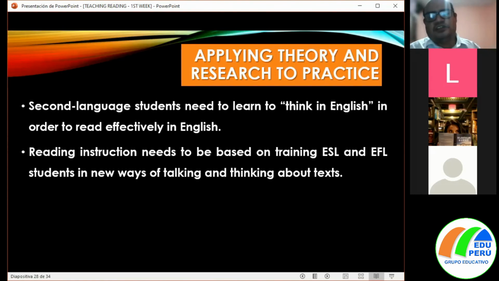Reading instruction needs to be based on training ESL and EFL students in new ways of talking and thinking about texts. They need to talk and think about texts, not just decodify them. All right, ESL, English as a second language, and EFL, English as a foreign language. No, remember these terms. English as a second language and English as a foreign language. No, so we need to make our students talk and think about the texts that they are reading.